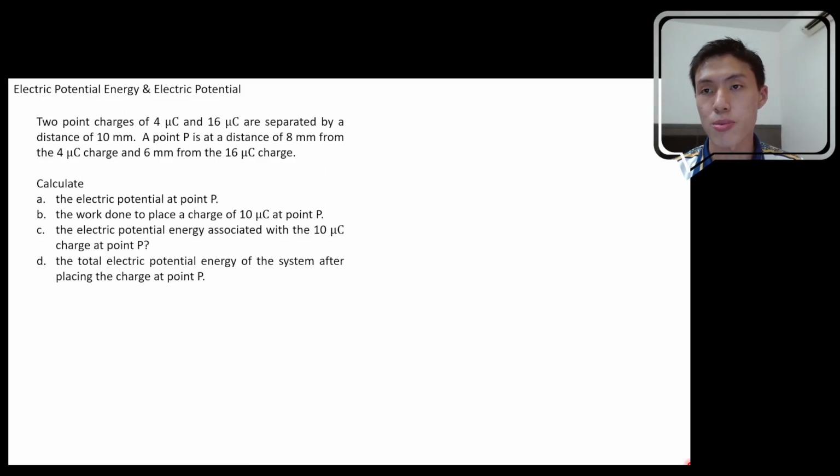Let's try to solve this problem here. So you have 2 point charges of 4 microcoulomb and 16 microcoulomb, and they are separated by a distance of 10 mm. Okay, so let's draw it out.